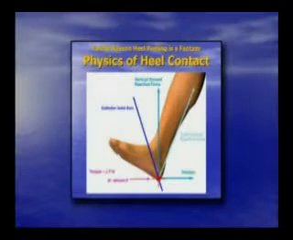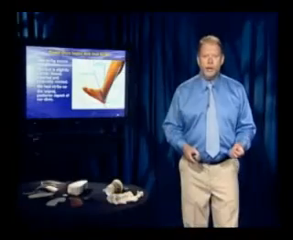Let's see how this affects the gait cycle. We're going to begin the gait cycle with heel strike. And we heel strike in supination. Plantar flexed, inverted, internally rotated. That's why we wear out the outside of our shoe.